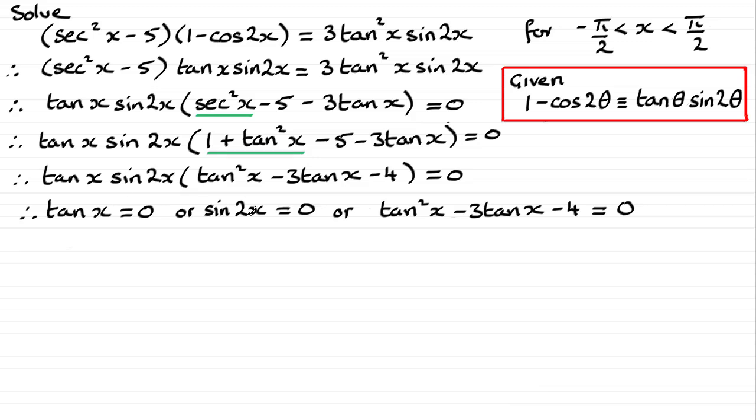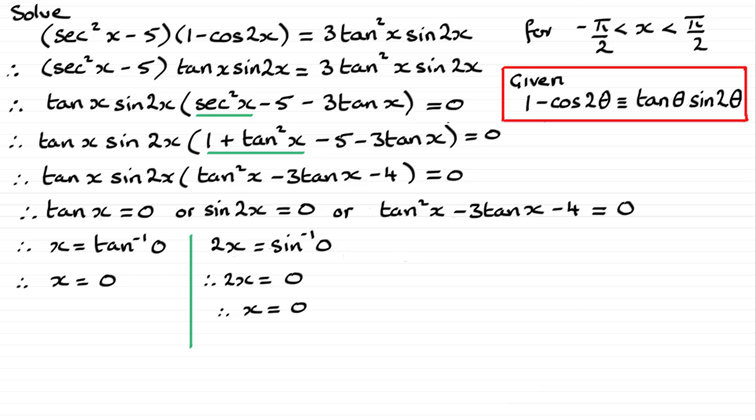And I can solve each of these 3 equations now. Starting with this first one, tan x equals 0, that's easy because x will equal the inverse tan of 0, and the inverse tan of 0 is simply 0. Okay, nice easy answer there. And when it comes on to sine 2x equaling 0, all I need to do is say that 2x equals the inverse sine of 0. You should know the inverse sine of 0 is 0, so we get 2x equals 0, and if I divide both sides by 2, x will equal 0.